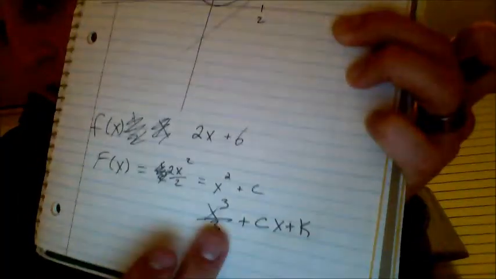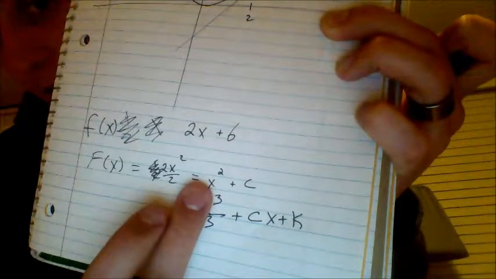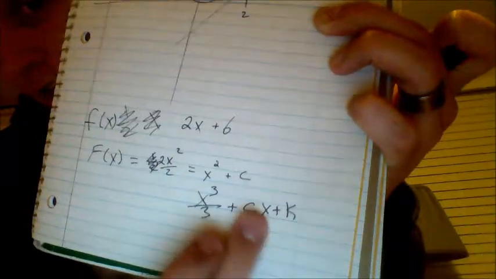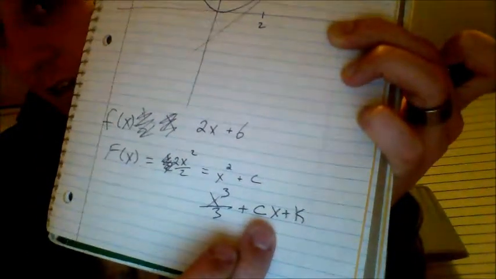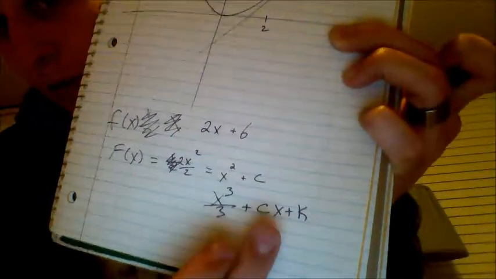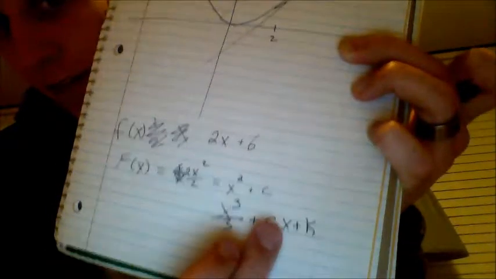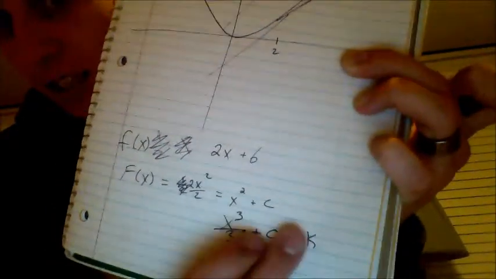I antidifferentiate that first piece. So there's x cubed over 3. That's the antiderivative of x squared. The antiderivative of c is cx, because the derivative of cx is c. And then I would need a second constant. I just did a k, just another term for constant. So that's to deal with antiderivatives.